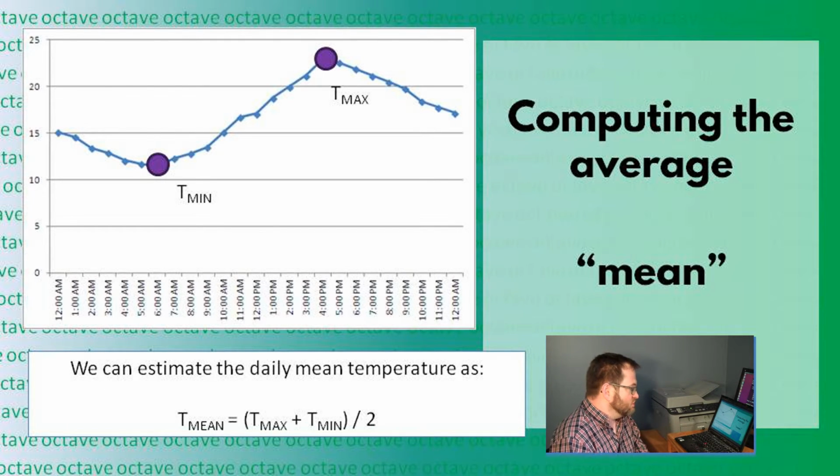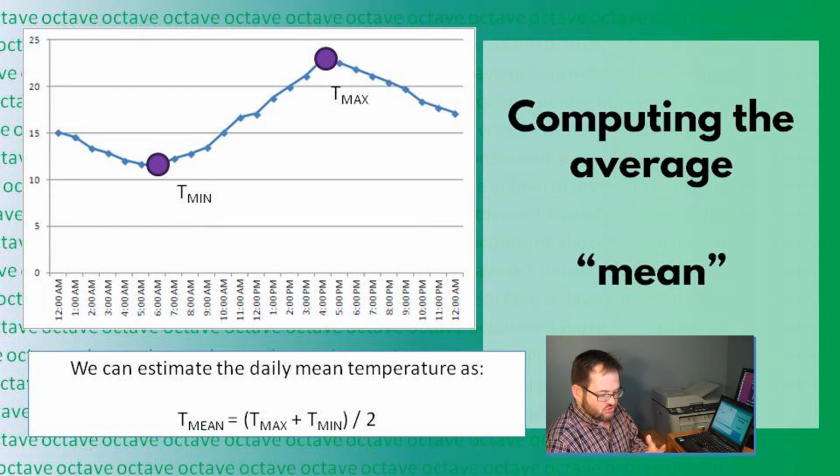Well, one thing we could do is just say that the daily mean temperature was estimated by the average of the maximum and the minimum. Just add the maximum to the minimum and divide by 2. Wow, that doesn't seem right. You'd be shocked to know that that's in fact how we do it.